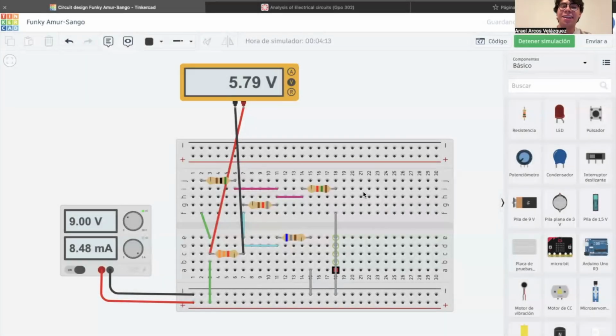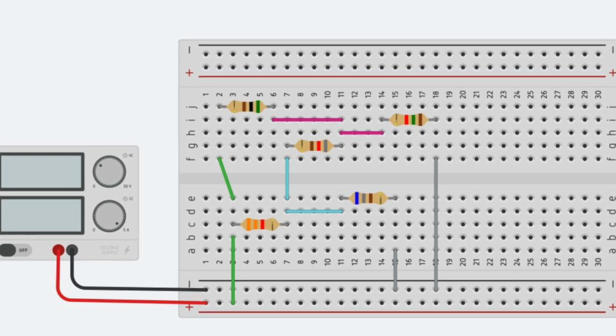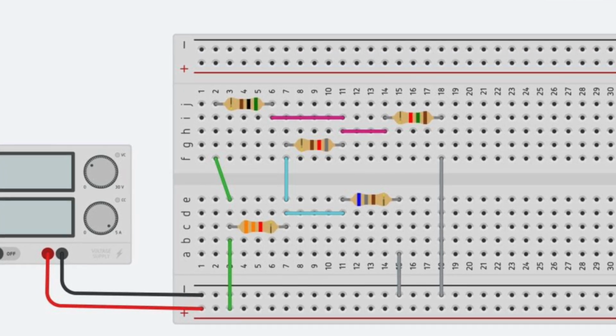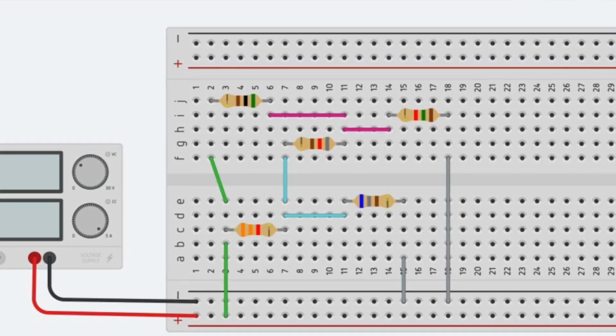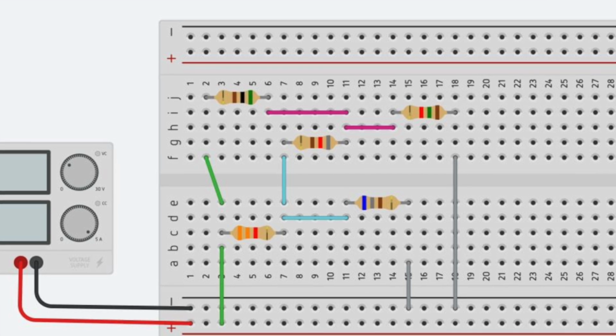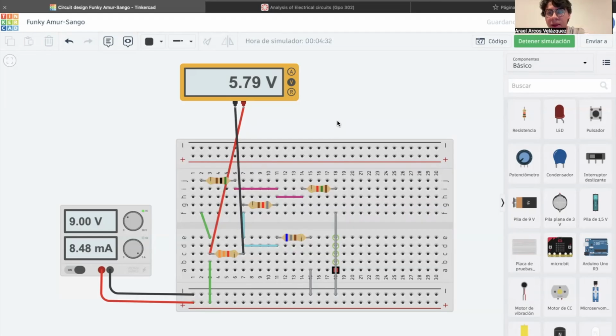Good evening. This is our problem situation, the current analysis of electrical circuits. First, we start by doing the simulation of the circuit in Tinkercad. And after doing the simulation, we now have to measure the voltage and current in the simulation.